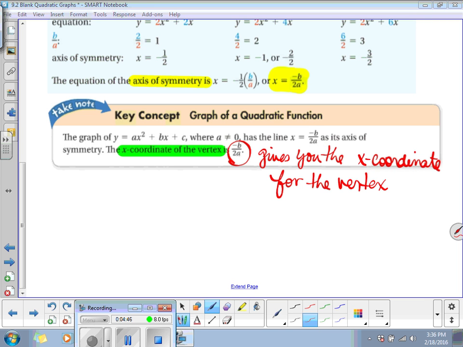If that's the x-coordinate, how do you think you're going to get the y? So you're just going to substitute that value of x back into your equation and then solve for y. And once you have the y, then you have the x comma y, which gives you the vertex. Got it? All right. Excellent.